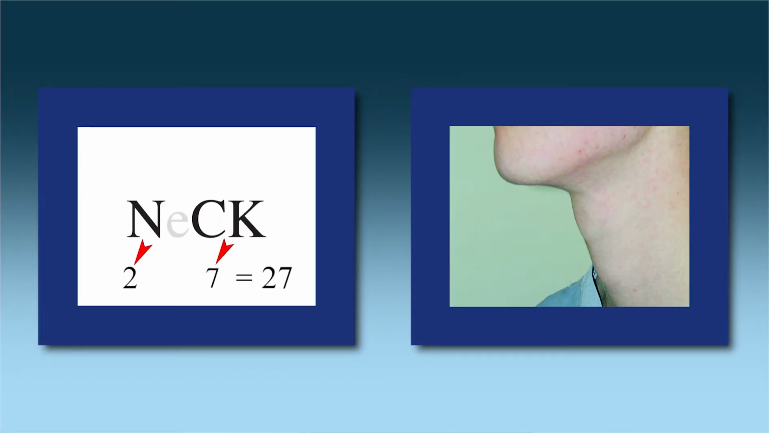Very good. Neck. Yes, neck: N, 2, E, the vowel doesn't count, CK, K, 7. It's got the sound of K, neck. So neck is 27, very good. You want to use a different word, ink: I doesn't count, N, 2, K, 7. Oh, you got ink as well. But you've got pictures for almost all of these items that I'm sharing with you.